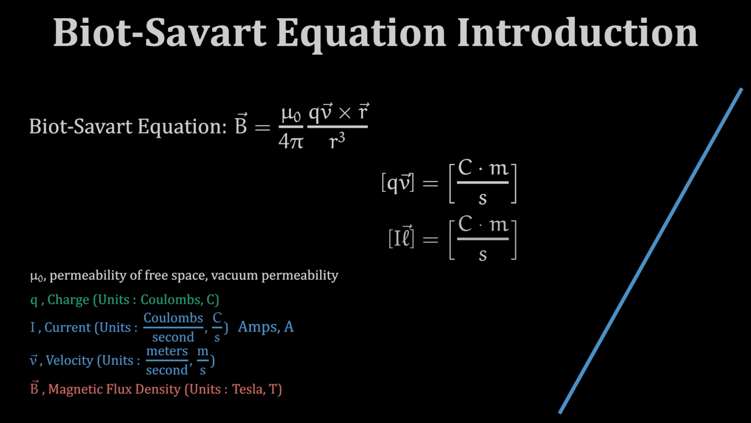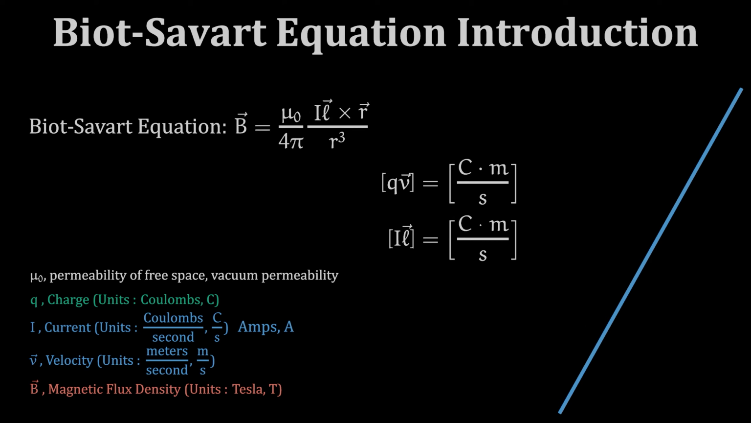If we let this length become a vector, also pointing in the direction of motion, which in this case also means the direction along the length of the wire, then we have all the same units and a vector, but now instead of charge times velocity, we have current times length.